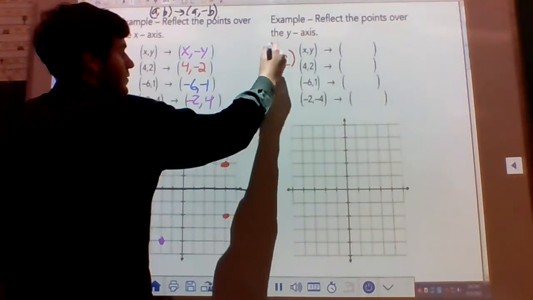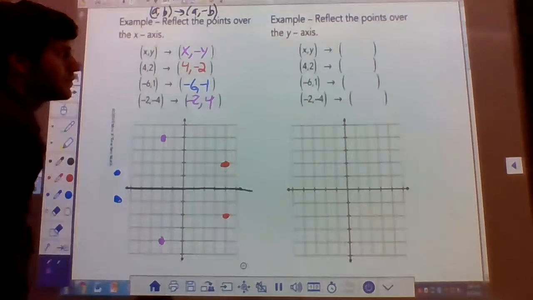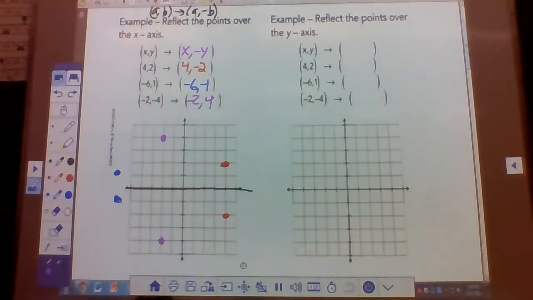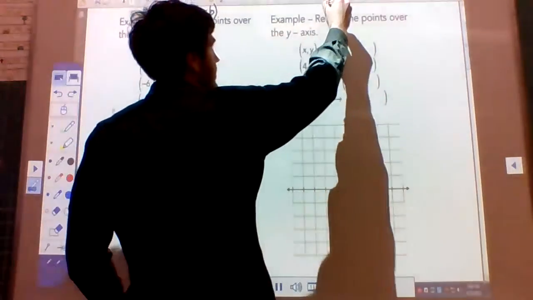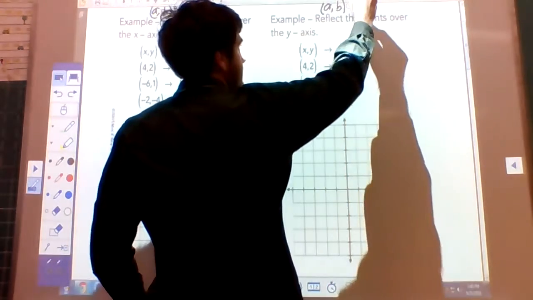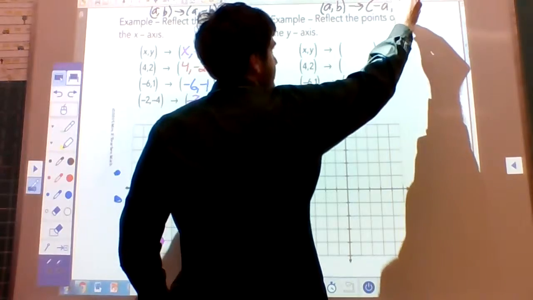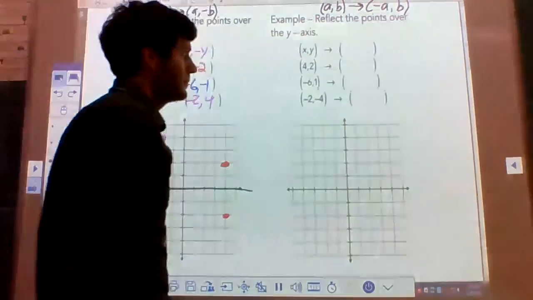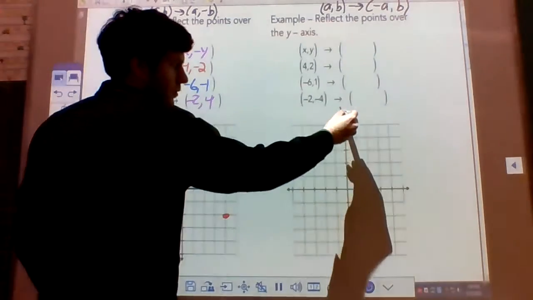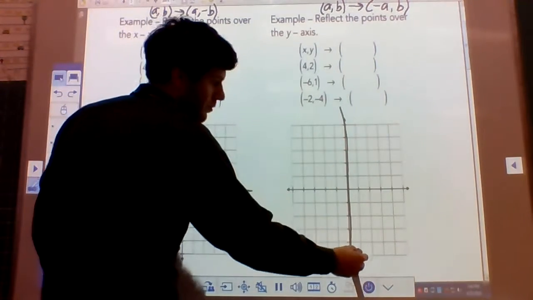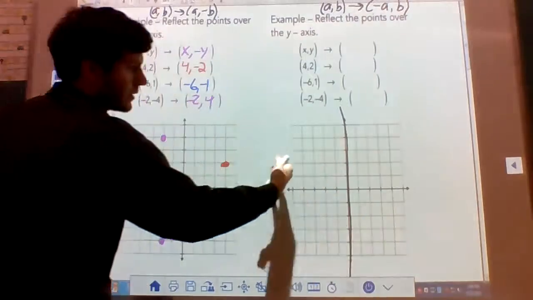The second one, we're reflecting over the y-axis. So if we remember our formula, AB goes to negative AB. So our point 4, 2. This time, this is our y-axis. So instead of folding it up and down, we would fold it right to left. We're reflecting right to left.